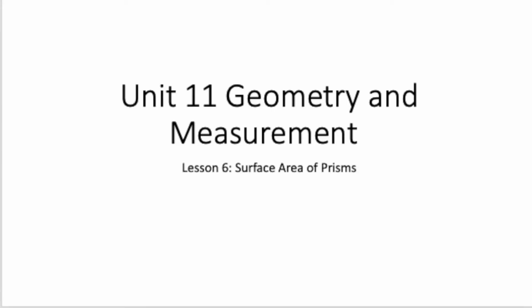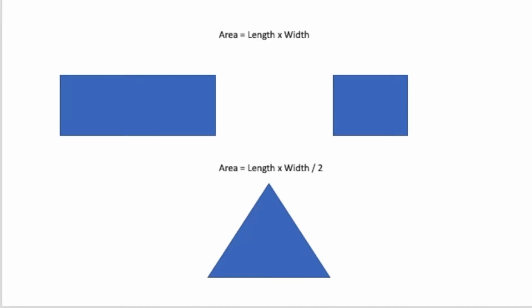Right, welcome back. We are looking at the surface area of prisms. So we remember that when we're looking at rectangles or squares, flat 2D images, the area is the length times the width, right? And same with triangles, the area is the length times the width, and then we divide by 2 because it's basically half of the square, right?